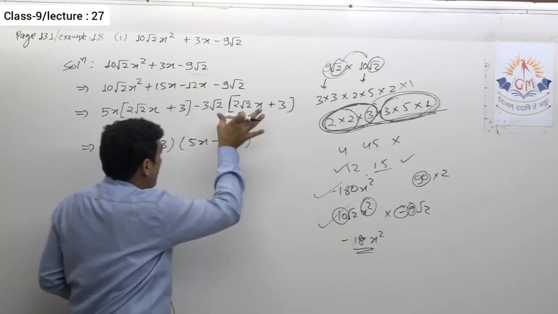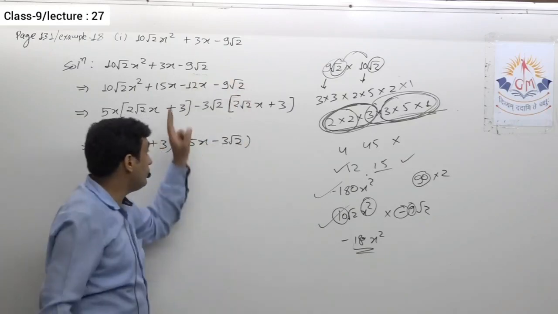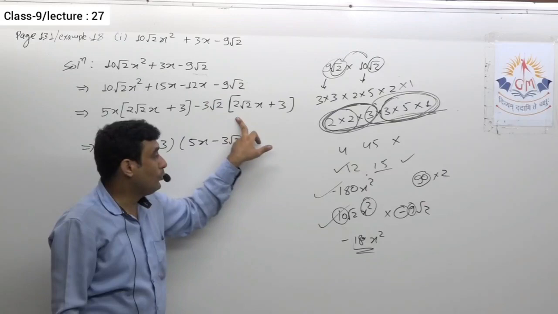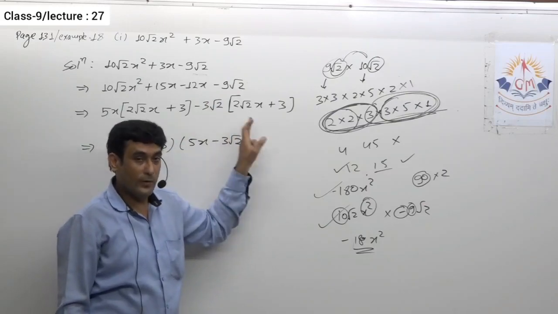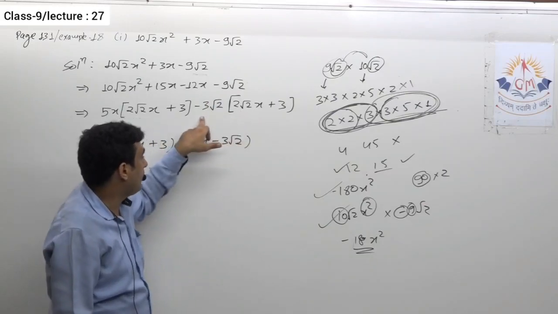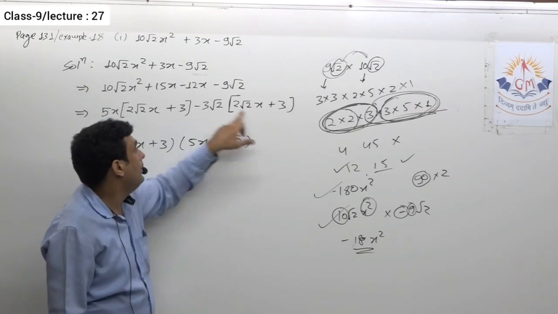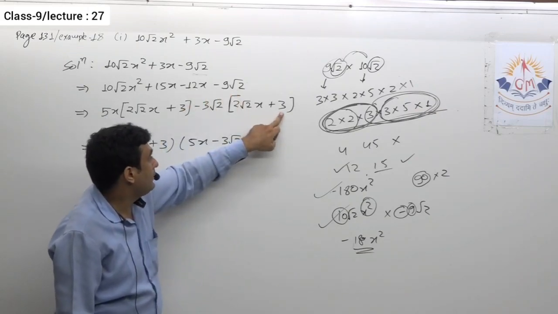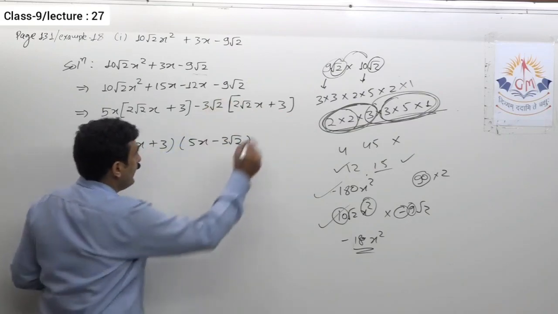Then I told you that if you are getting confused about what should be taken common from the next two, there is an idea that you write whatever you have in the first bracket, and then think about what you should multiply in this to get this, or what you should multiply over here with 3 to get this. So over here this was easy.